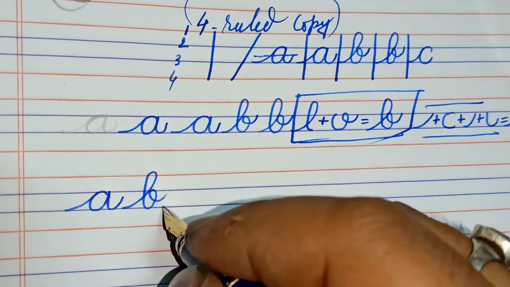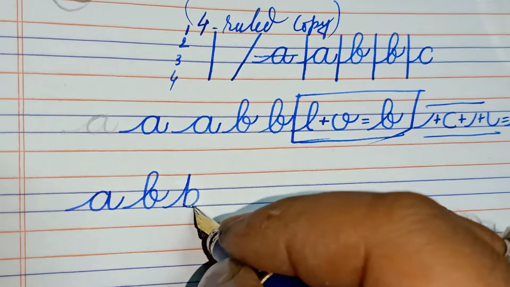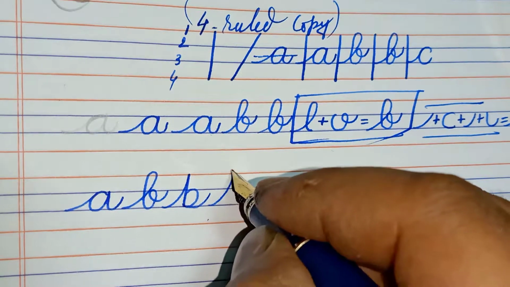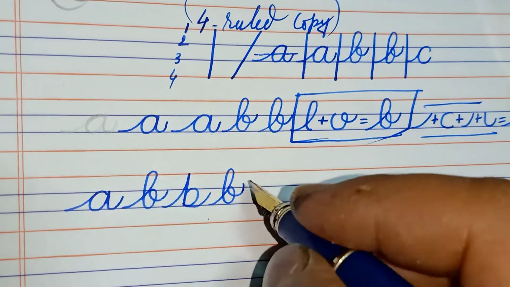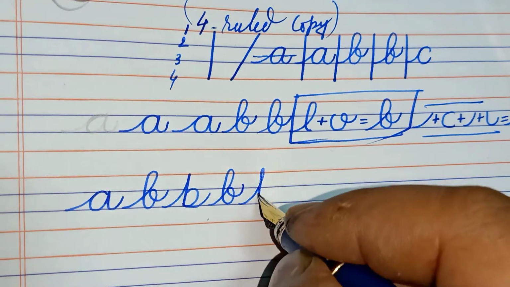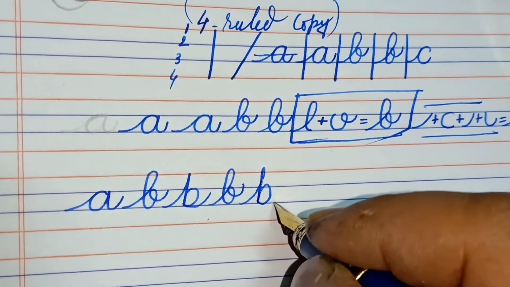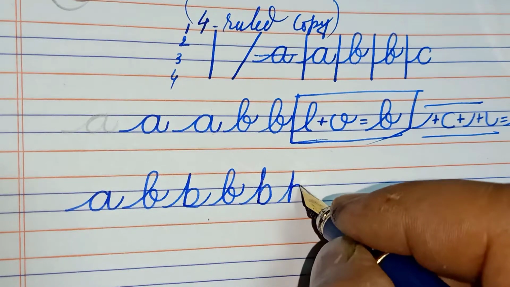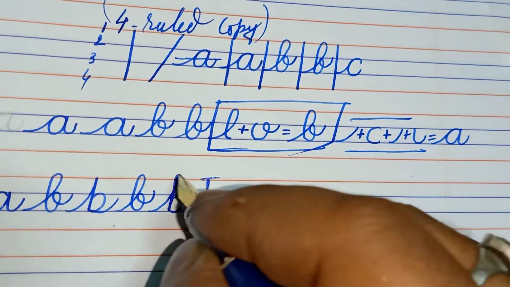You can also write B like this. This one is another style, or like this. Okay, I've shown you. You can also write like this, normal. Okay, normal one. Try to maintain this height.